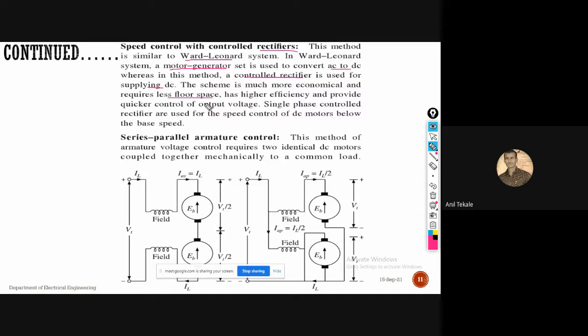That is economical, and the cost is very low, as there is no need for DC generators and motor sets. So this is also a useful and efficient method which can be used to control the speed of a DC motor below the base speed or rated speed.